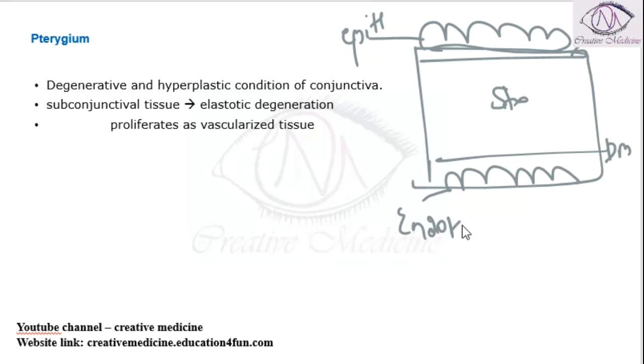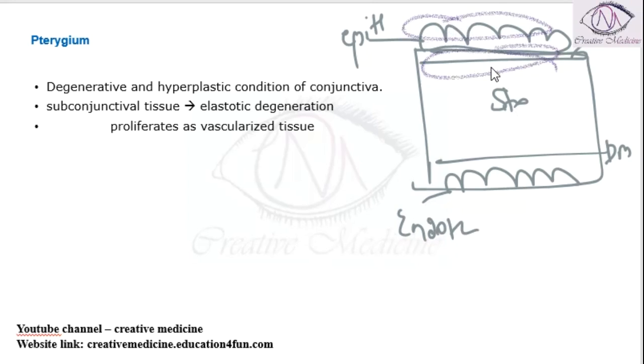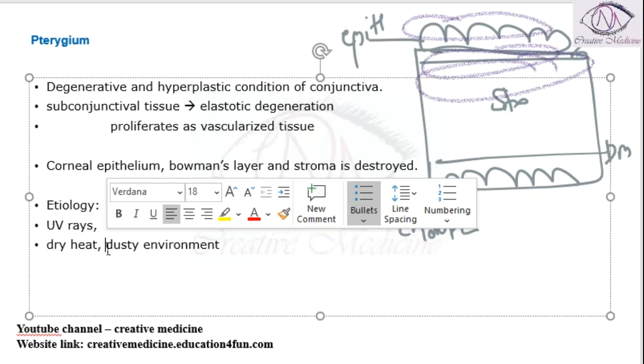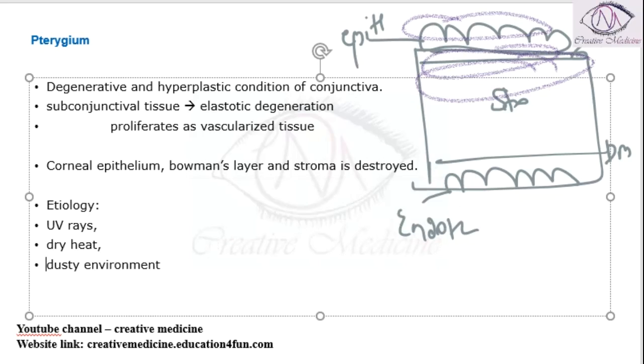Among these, the corneal epithelium, Bowman's layer and the stroma are destroyed in pterygium. Pterygium mainly occurs due to ultraviolet rays, and dry heat and a dusty environment are associated with pterygium.